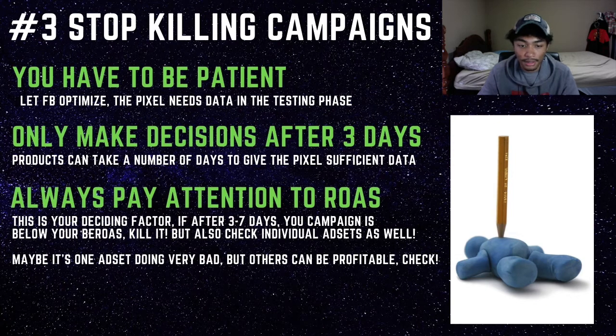Like I said, that is going to be your most important deciding factor when you guys are killing a campaign or ad set. After 3 to 7 days, if your campaign is below the break-even ROAS, just kill it. But also check the individual ad sets as well. So some of you probably look at your overall campaign ROAS. You also need to go in and see the individual ad sets and see if those may have been unprofitable or profitable as well.